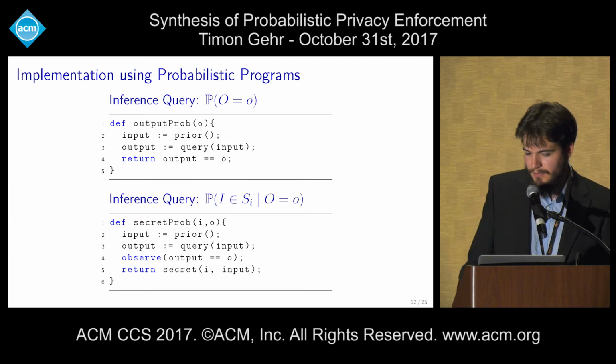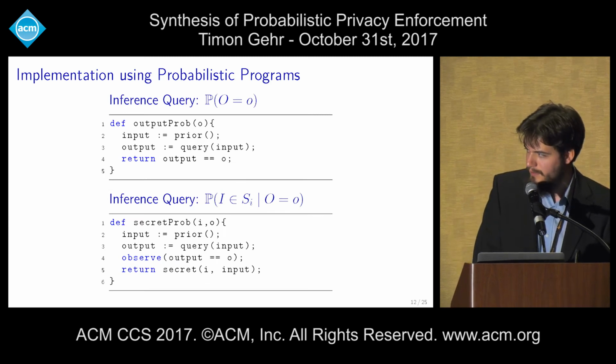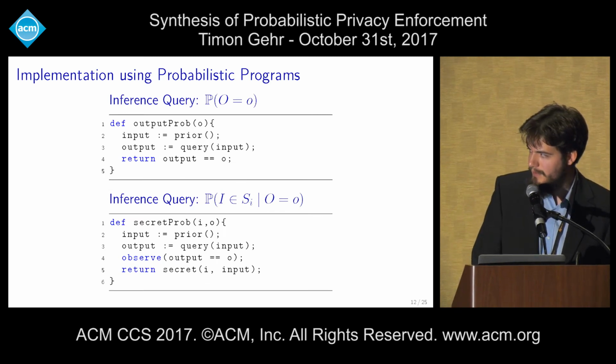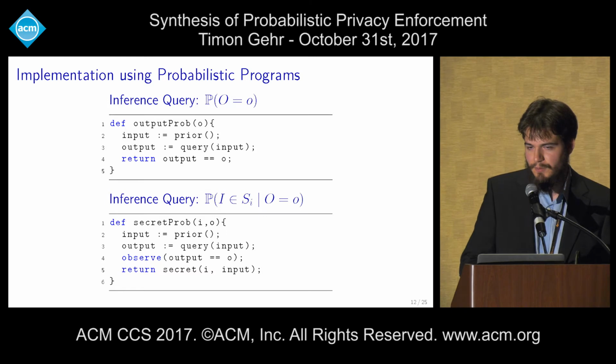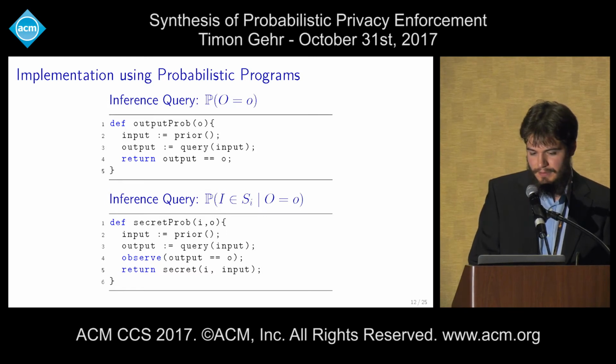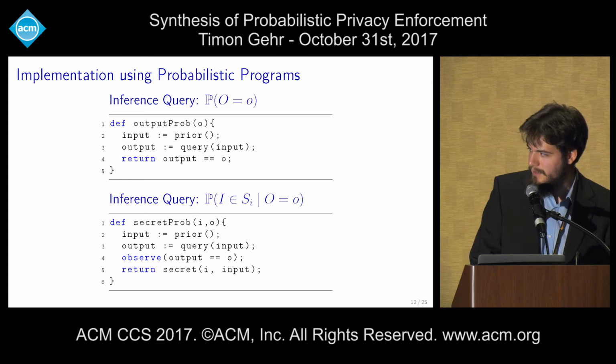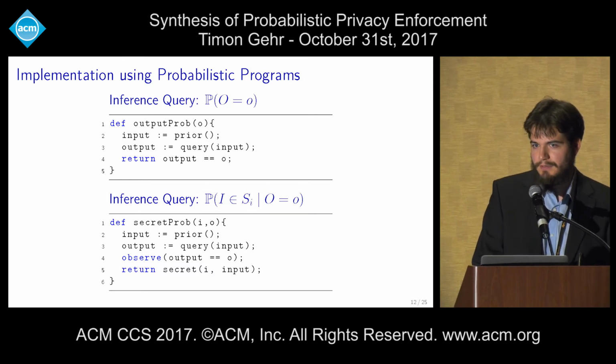Okay. So now finally, using these ingredients, we can formulate these inference queries. So the first inference query just computes the prior probabilities of the different outputs. And the second query gives us the posterior probabilities of the secrets given that we observed a certain output.